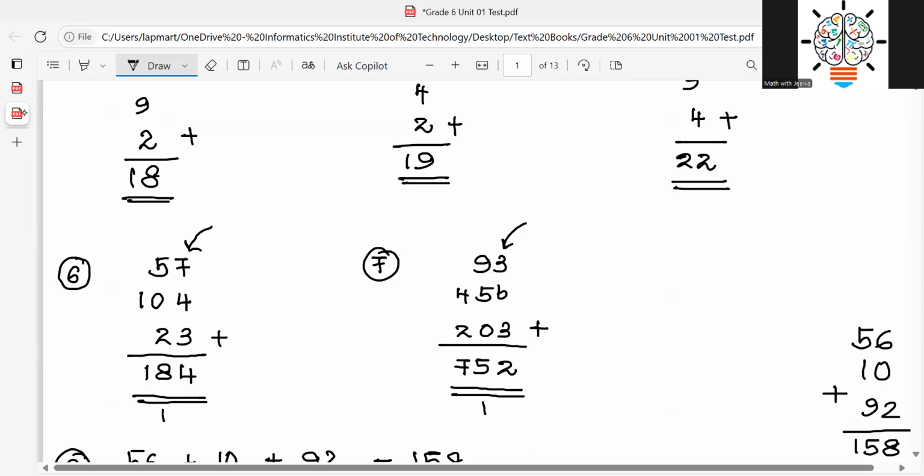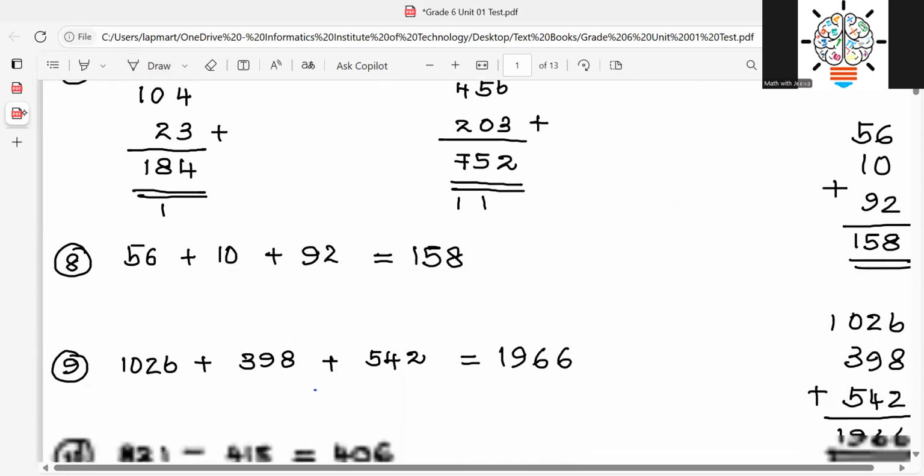Then you go to the tens column. In the tens column, you start from 0. 0 plus 5, 5, right? Then 5 plus 9, 14, and the remainder one, 15, and I write 1 here. Then I come to the 100 column. 2 plus 4, 6, and the remainder one, it is 7.